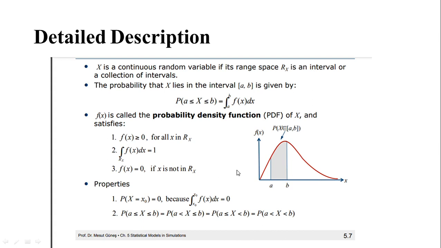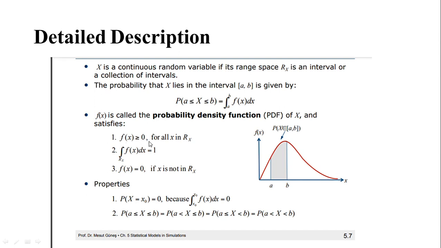X is a continuous random variable if its range space Rx is an interval or a collection of intervals. The probability that X lies in the interval A to B is given by P(A ≤ X ≤ B), meaning the region from A to B, is equal to the integral of f of x in the region A to B. Every probability density function should satisfy the following conditions.